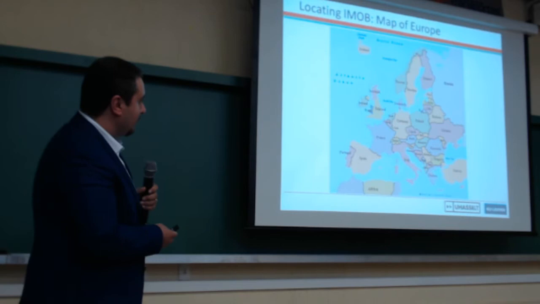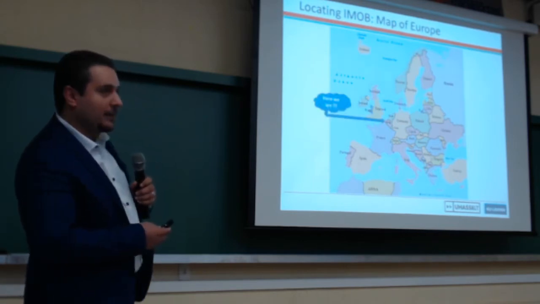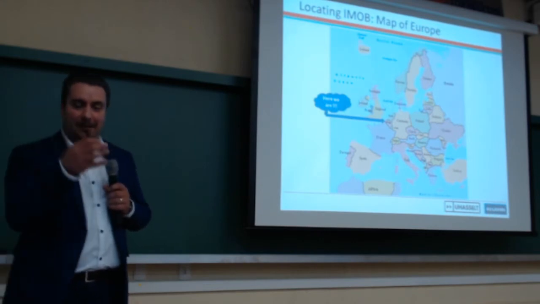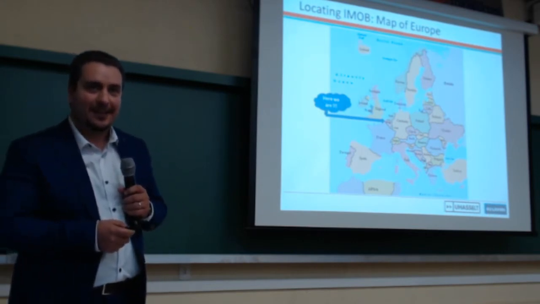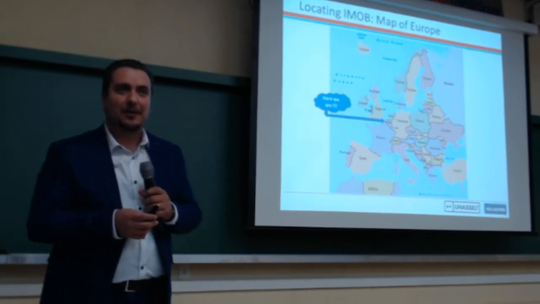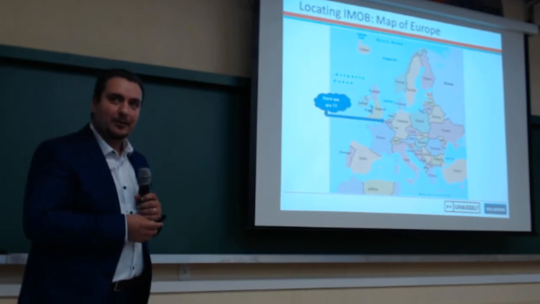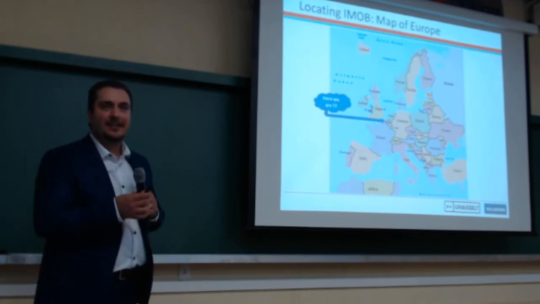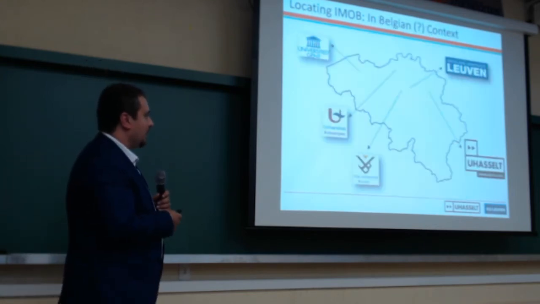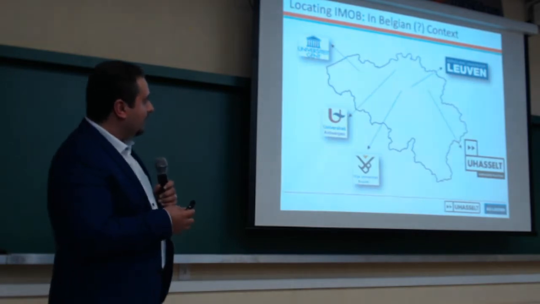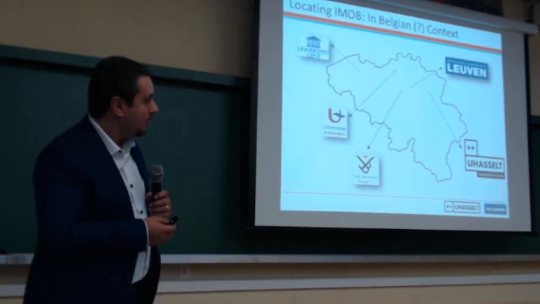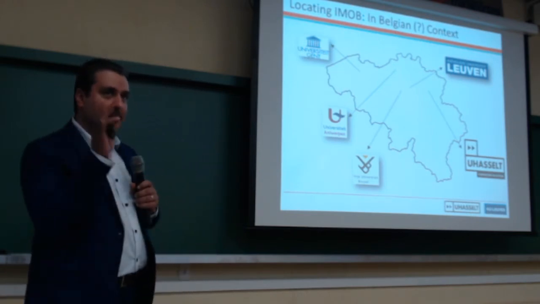This is the map of Europe, and we are in this tiny little country in the northwest part of Europe called Belgium. Later on I will come to that issue of Belgium, Flanders. There is a lot of complexity and lots of issues that also affect the sort of research that we carry out. So, locating our Institute for Mobility, or IMOB, in a Belgian context, that's the first thing.